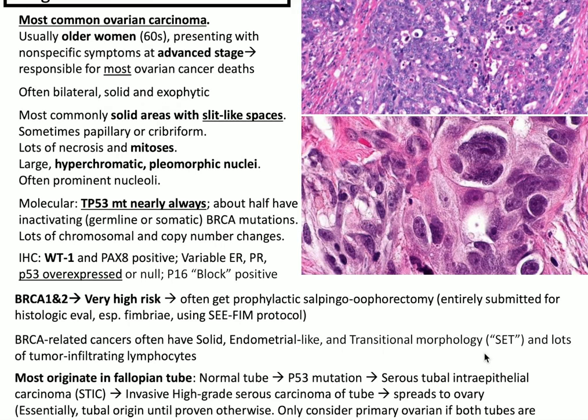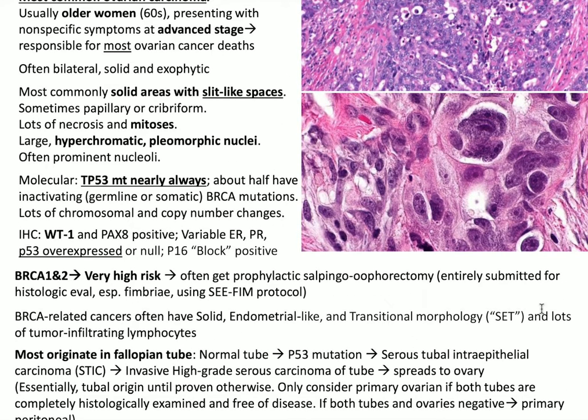You'll have lots of necrosis and mitoses. You'll have hyperchromatic pleomorphic nuclei with high NC ratio, often prominent nucleoli. If you get a TP53 stain, it will show a mutation pattern. About half have inactivating germline or somatic BRCA mutation. Lots of chromosomal and copy number change. So it'll be positive for WT1 and PAX8, variable positivity for ER and PR, P53 has mutated phenotype, and P16 is block positive.